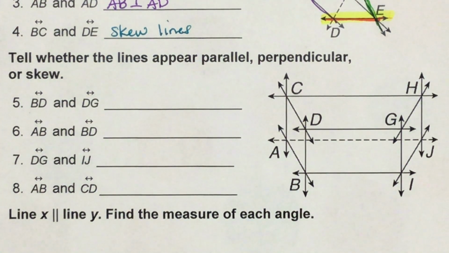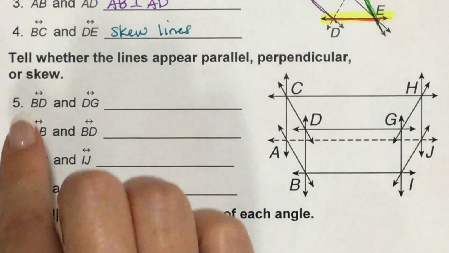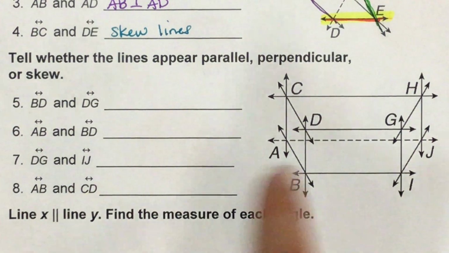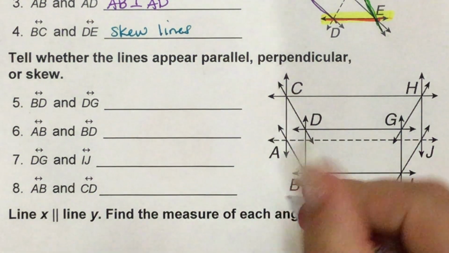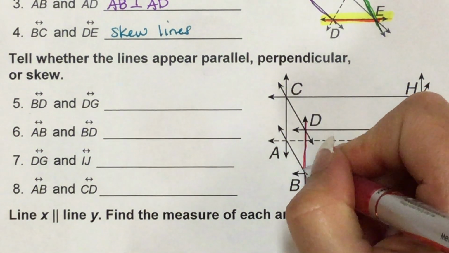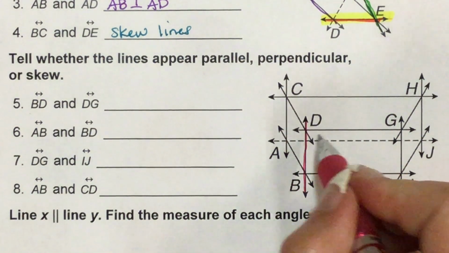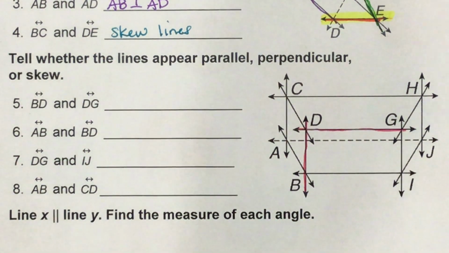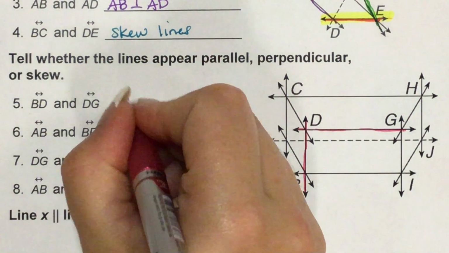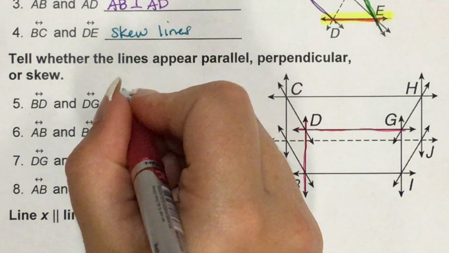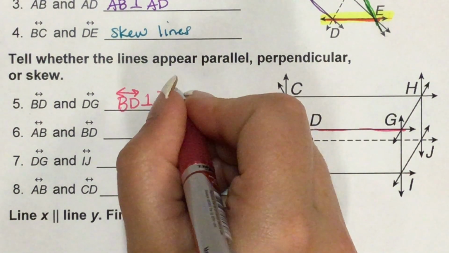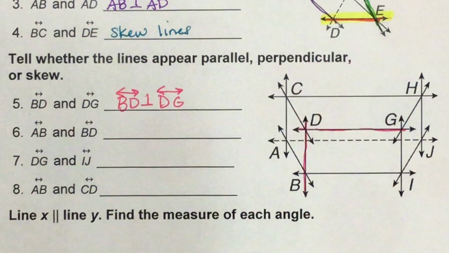All right, we're back. Let's go ahead and get started. The first lines we're going to look at are BD and DG. It is super obvious that those two are perpendicular. So we're going to write line BD is perpendicular to line DG. All right, let's move on. If you got that one right, great job.